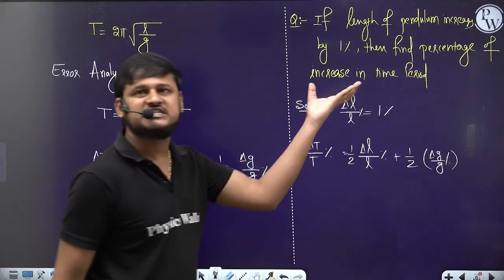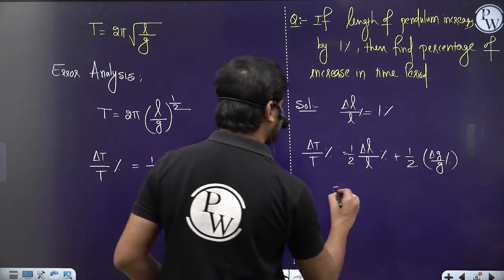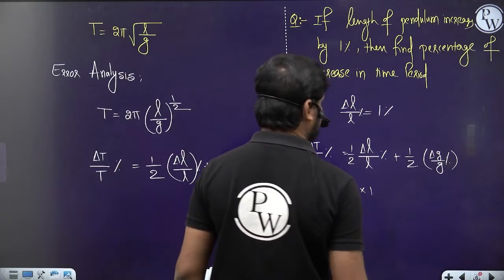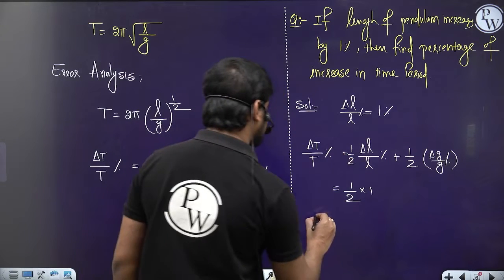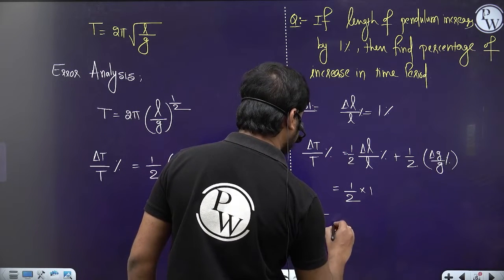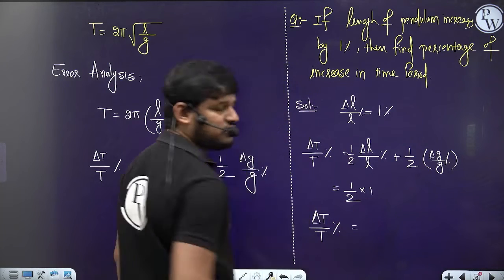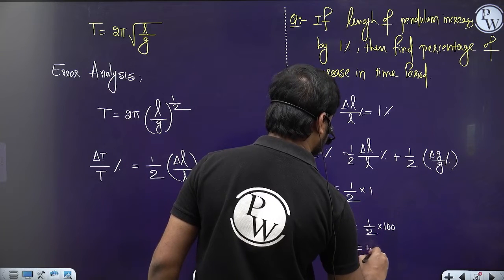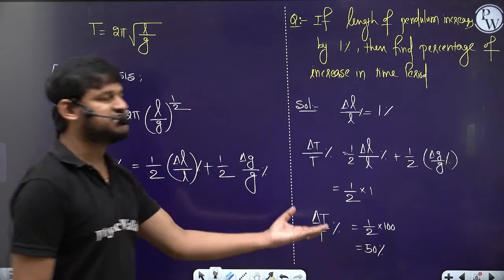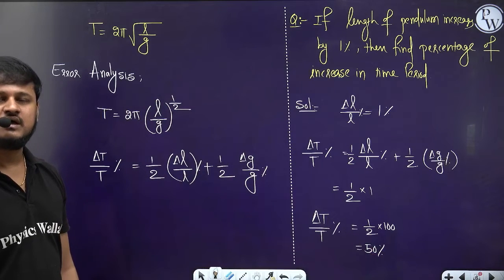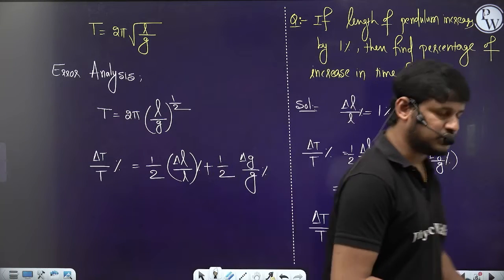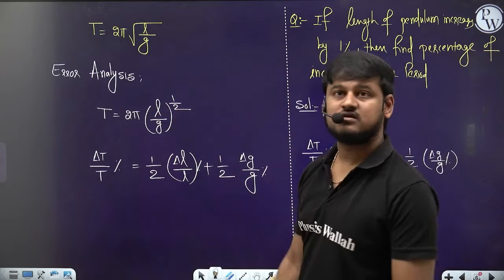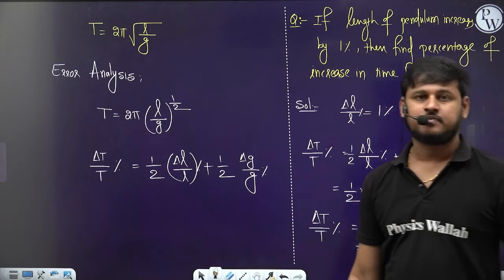They did not talk about any G value change. So here directly I can write 1 by 2 into the percentage change, which is 1. So delta T by T percent will be equal to 1 by 2 into 1, which is nothing but 1 by 2 percent. So that means 0.5%, the change in time period. Understood? Everyone clear? So note this down. You just have to understand this concept, because based on this, questions were asked in previous years.